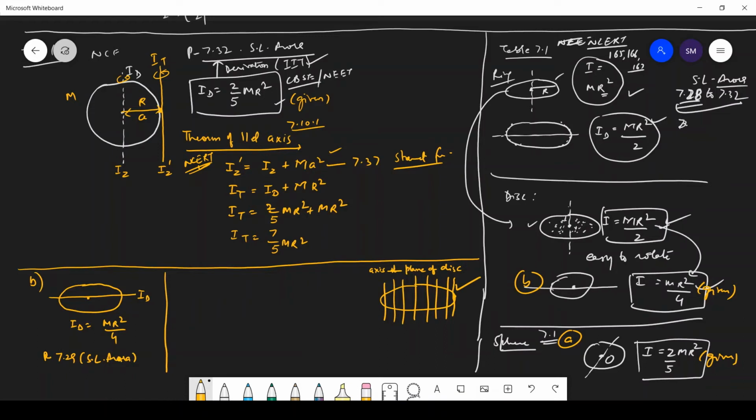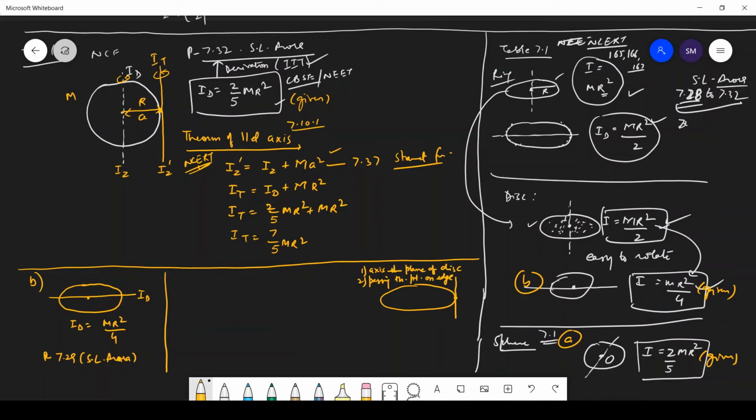Okay, so this one you are going to choose, not these. So the axis is perpendicular to the plane of the disk, and it is also passing through a point on its edge. So this is the first thing: passing through a point on the edge. This is what you need to find.